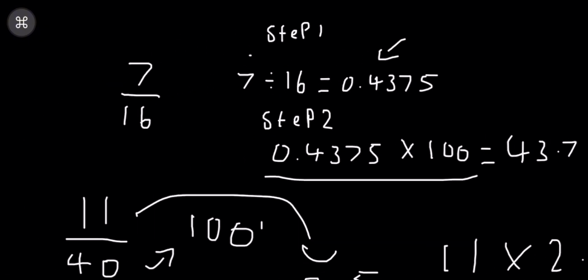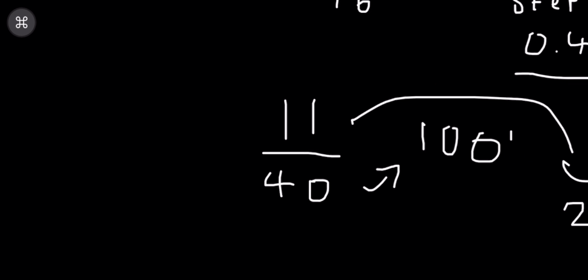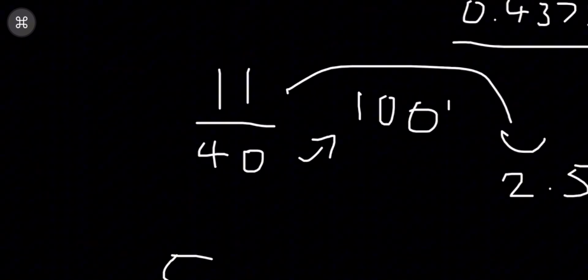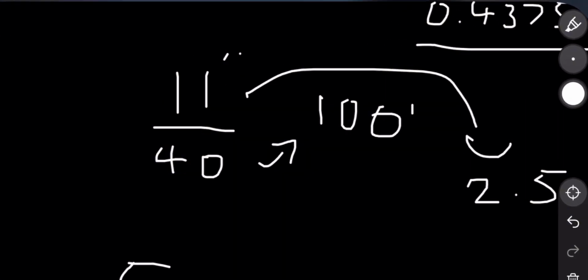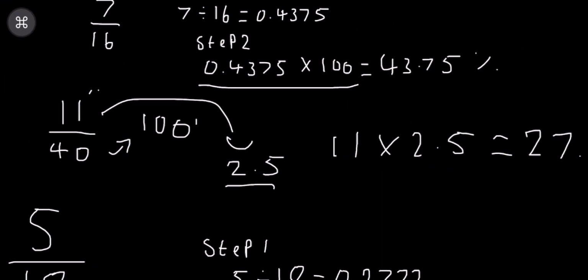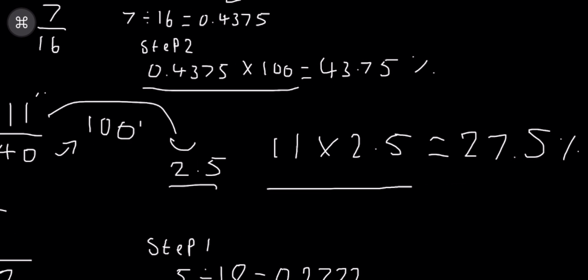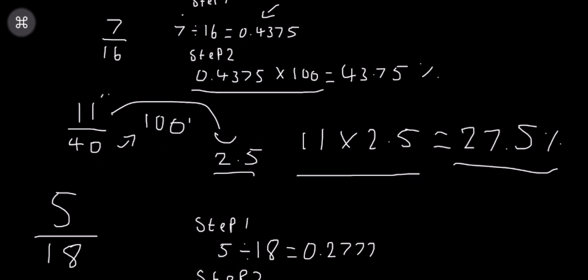Here's another example, 11/40. And here's a method many students forget. If you can safely scale the denominator to 100, use that instead. So do 40 times 2.5 to get 100. Then multiply the numerator by 2.5, which becomes 27.5, so it equals 27.5%. This is faster than dividing. Use it whenever the denominator is a factor of 100.